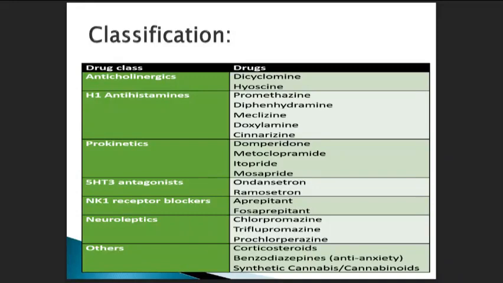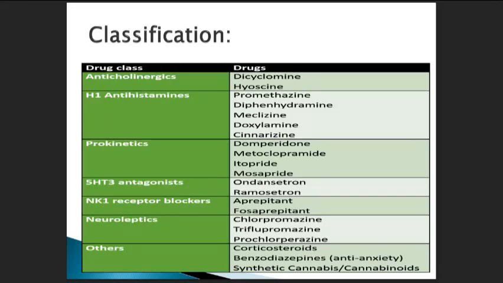Now we are discussing the classification. Almost all the drugs used as anti-emetics are classified into 7 to 8 different classes. The first one is anticholinergic. Second class is H1 receptor antagonists or antihistamine drugs.